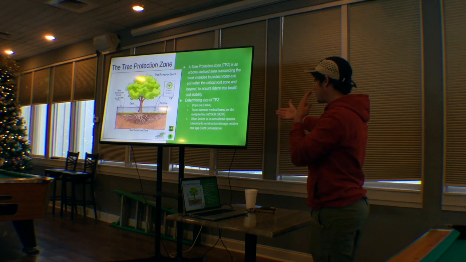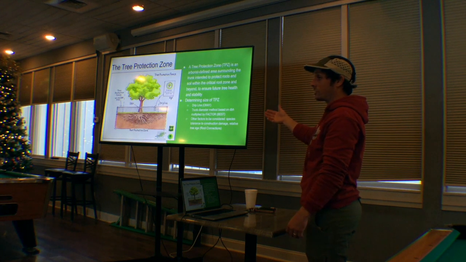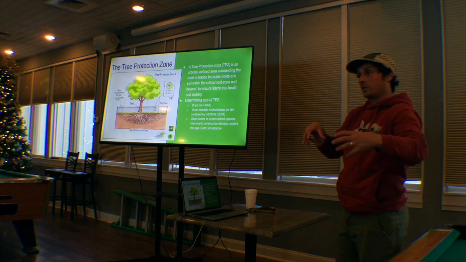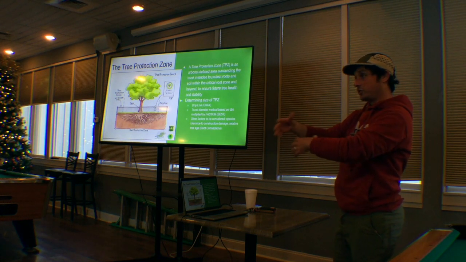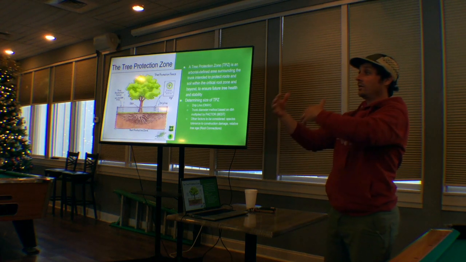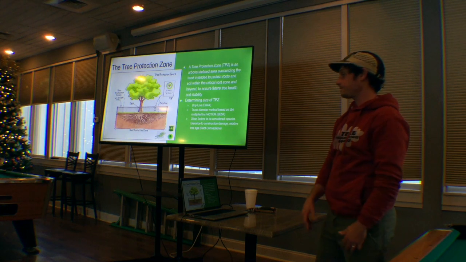Other factors to consider: species tolerance to construction, relative tree age, and root connections. Remember, all these roots underground aren't isolated per tree. They usually graft with each other and they share resources. So affecting one tree's roots could have potentially dire impacts on the neighboring tree.